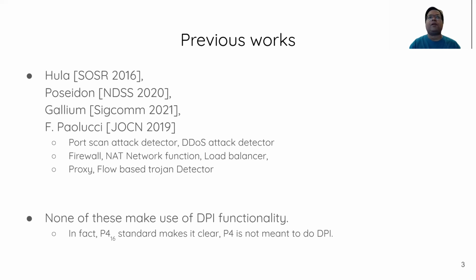In the past, people have offloaded different kinds of network and network security functions from dedicated middlebox hardware to the data plane. Some examples are port scan attack detector, DDoS attack detector, firewall, network function, load balancer, network proxy, and flow-based Trojan detectors. But none of them has used the DPI process to accomplish any of the middlebox security functions. The data plane router technologies are themselves not inherently designed for DPI functionality.